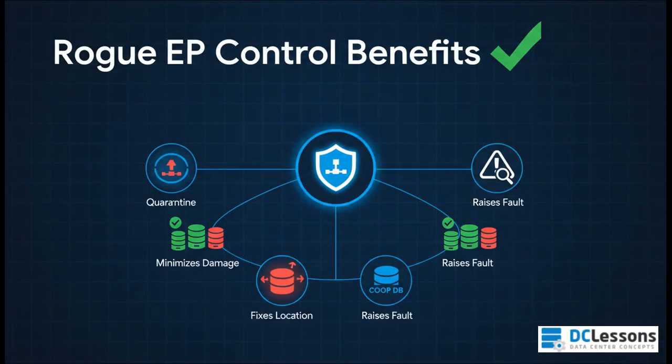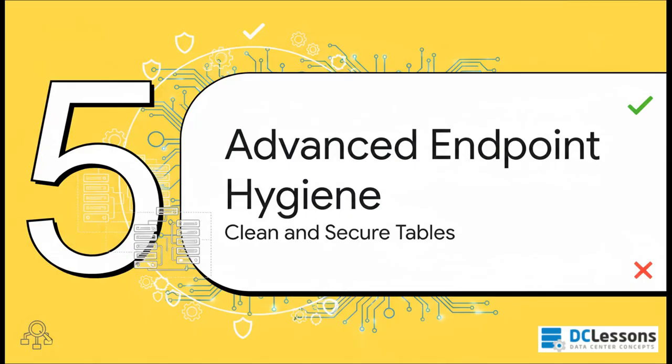It quarantines only the bad actor. It stabilizes the COOP database by locking the endpoint's location down. It generates a specific fault, telling you exactly which device is causing the headache so you can go fix it fast. And, crucially, it stops one misconfigured VM from taking down an entire server. It's for all these reasons that Rogue Endpoint Control is the feature that is absolutely recommended to enable by default in your fabric.